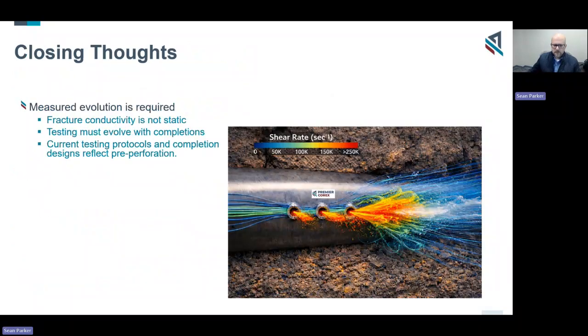So from a closing thought perspective, this measured evolution, let's not make conductivity static, but more of an exponential trend. Let testing evolve with the completions rather than hold it back. The current testing protocols and completion designs reflect pre-perforation. We need to start looking at what's occurring after it passes through the perforation.